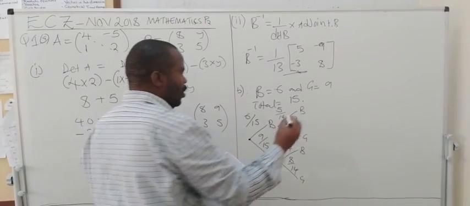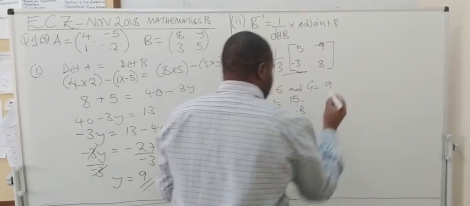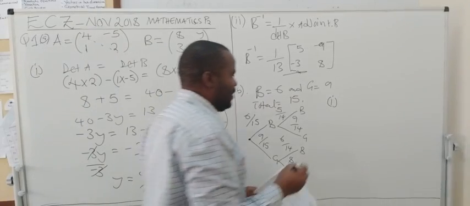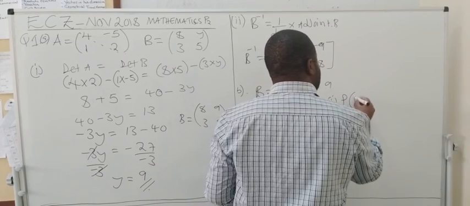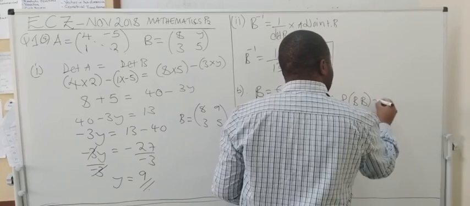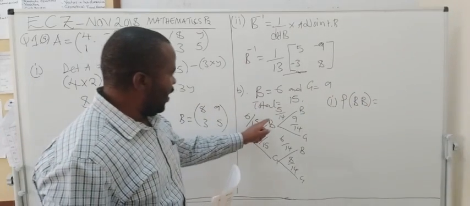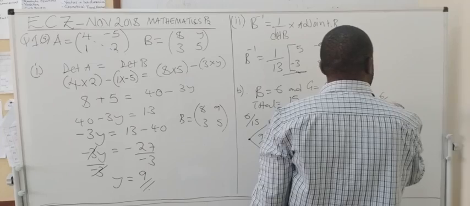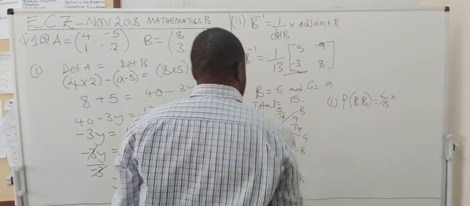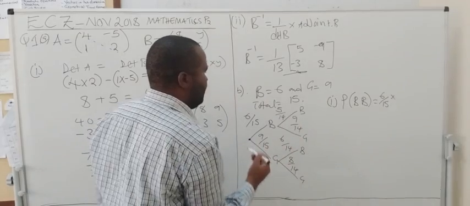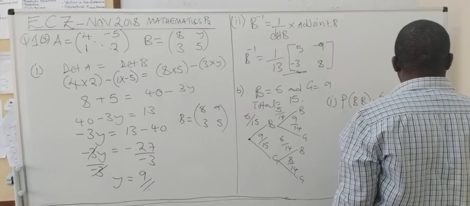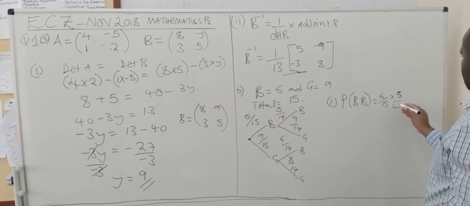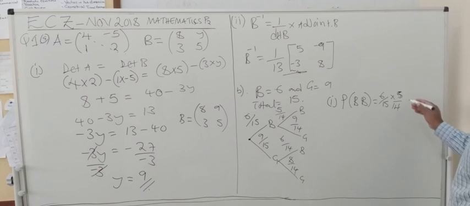Alright? Now, Roman numeral 1. Calculate the probability that both pens are black. Meaning that black in the first picking and black in the second picking. Black here and black there. So what is the answer? We are going to say this is 6 over 15 by, black here it is 5, 5 over 14, right?